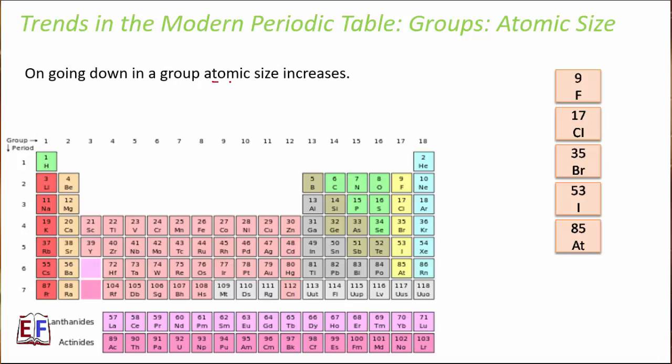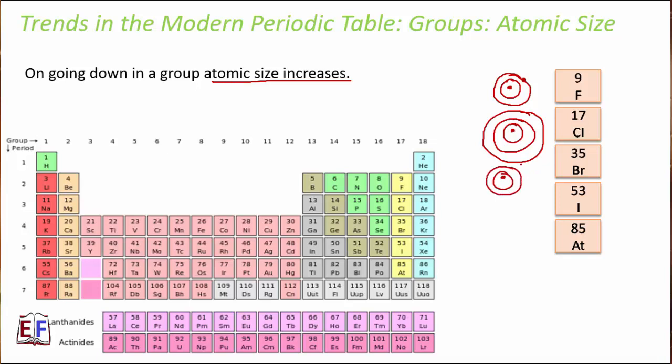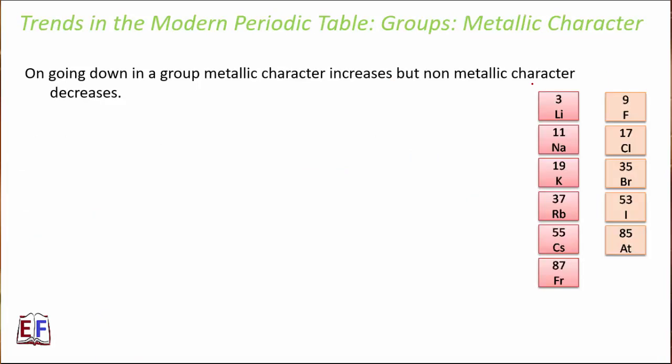Atomic size increases as we go down the group. That's because the number of shells increases. For example, for fluorine it is 2, 7. So it has first shell 2 electrons, second shell 7 electrons. For chlorine it is 2, 8, 7. That means first shell 2, second shell 8 and the third shell has 7. For bromine, it is 2, 8, 18, 7. That means first shell has 2, then 8, then 18 and then 7. So as we go down, we see that the number of shells is increasing, which obviously means that the atomic size would increase.